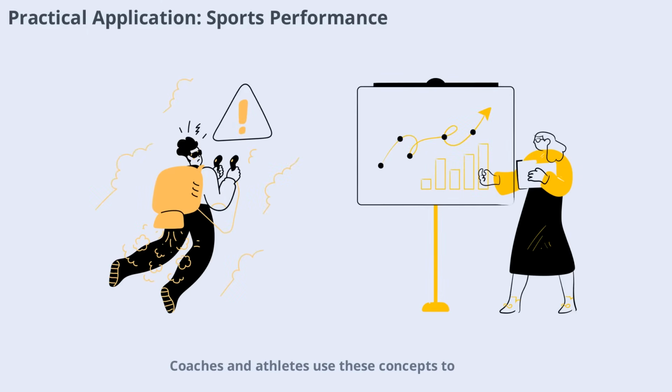Angular kinematics plays a vital role in sports performance. Coaches and athletes use these concepts to analyze and improve techniques in activities like throwing, jumping, and spinning. By measuring angular displacement, velocity, and acceleration, they can identify strengths and weaknesses, optimize training, and reduce injury risk. Understanding these principles is key to reaching peak performance.